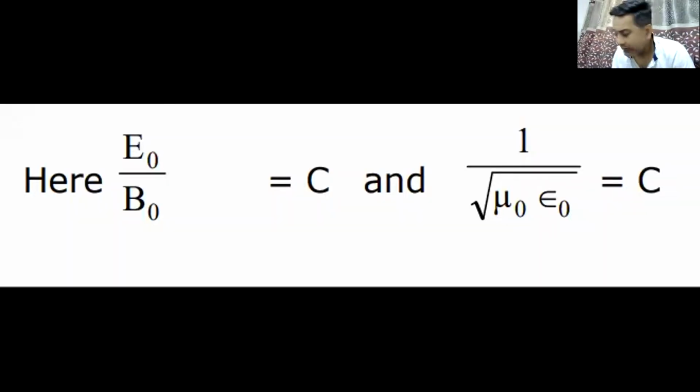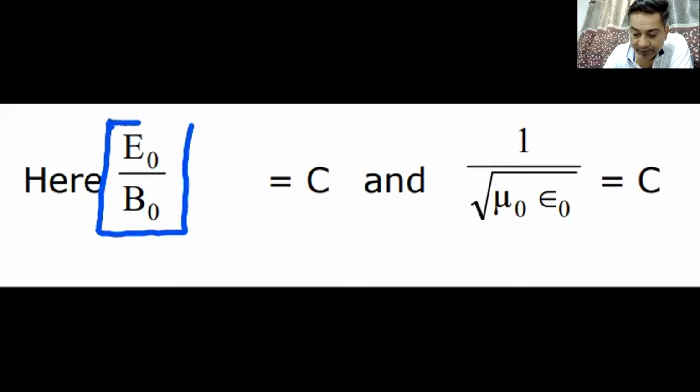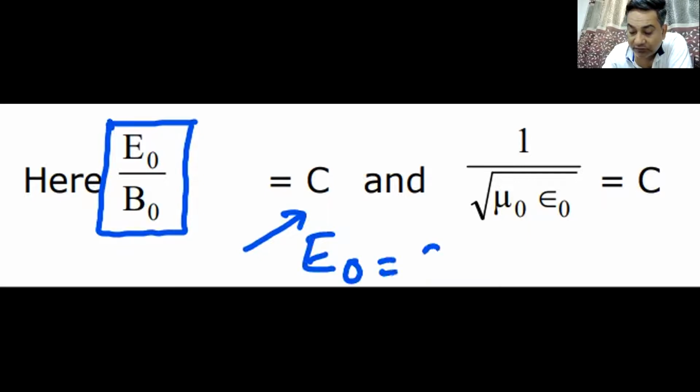Now remember a very important piece of information, a very important formula. I don't know whether I have missed it or not. The relation between E naught and B naught. E naught is the amplitude of the electric field and B naught is the amplitude of the magnetic field. E naught by B naught will always be equal to C. You can also write this as E naught equals C times B naught. What is C here?